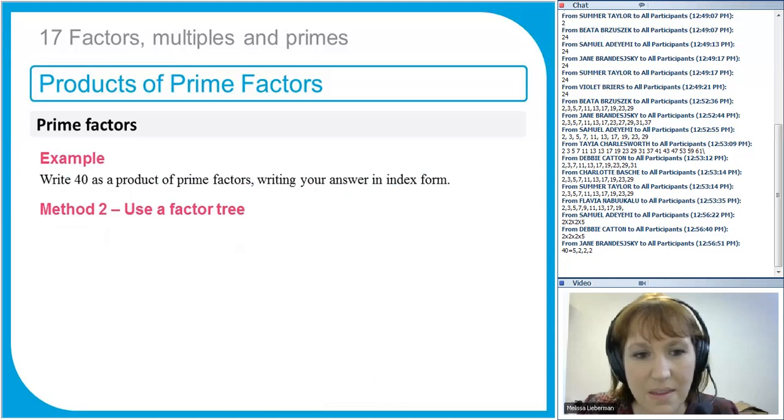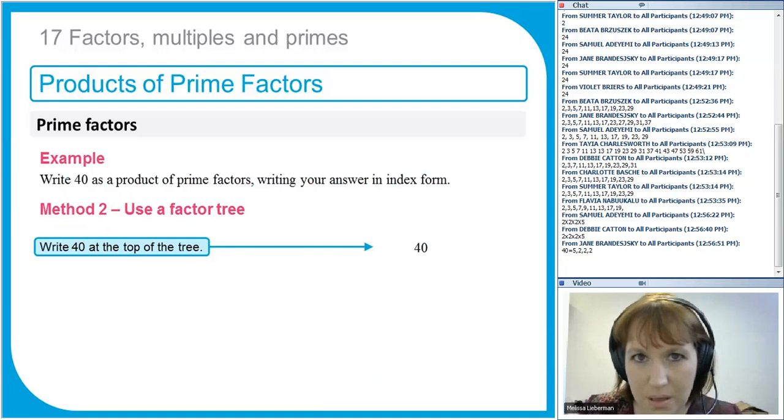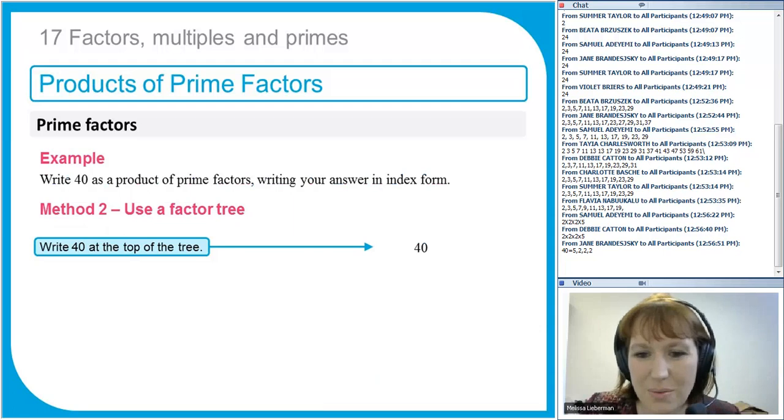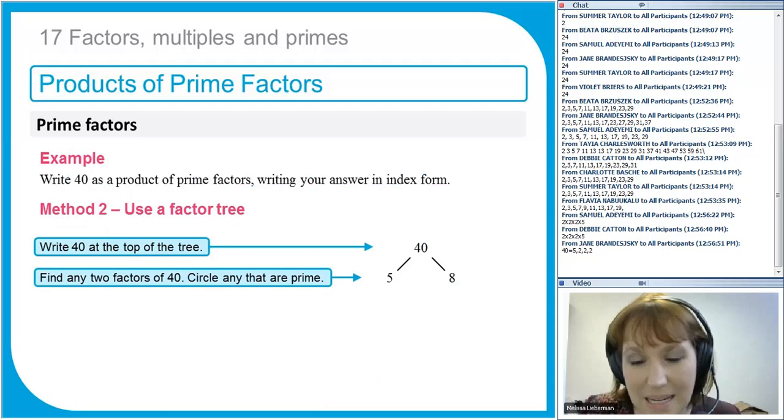Another really nice method is a factor tree. So a factor tree, we put the number that we're splitting up at the top of the tree, and then you just think of any 2 numbers that multiply together to give that number. Have to be whole numbers, and you can't just do 1 and 40. You'll just end up going round in circles, so it has to not include the number itself. So we could, for example, say 5 times 8. The order doesn't really matter.